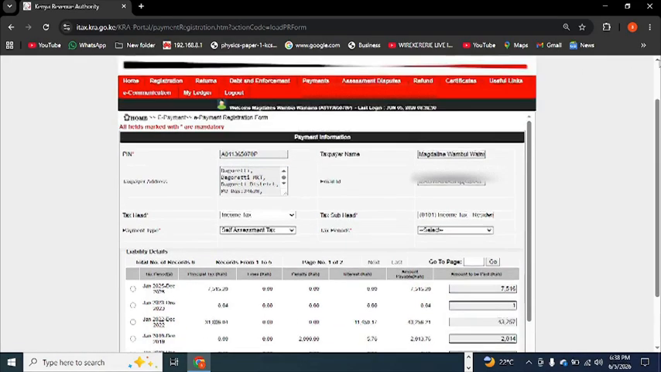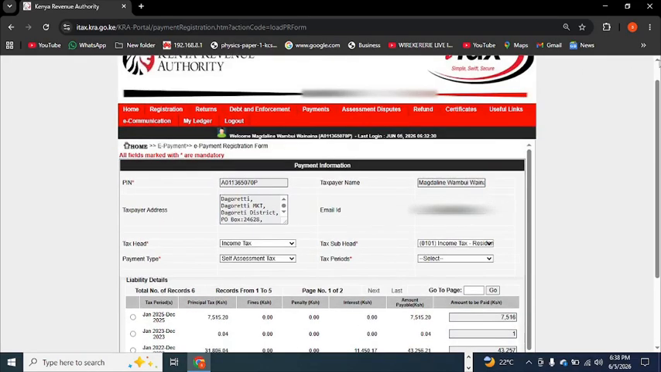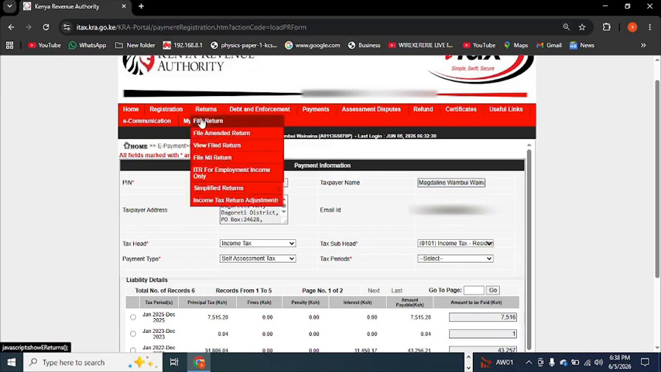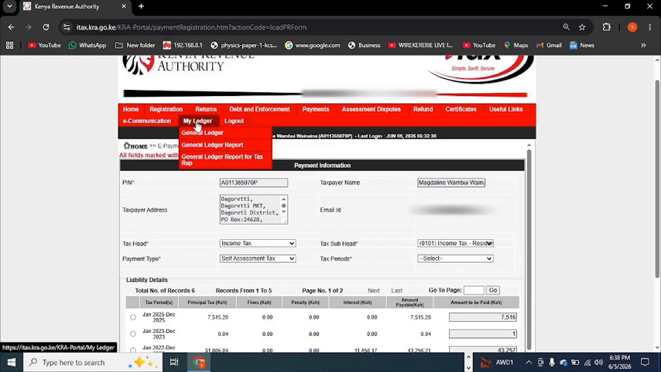Because you have done your correct self-assessment. I would like to answer this by getting to where KRA has made our life easier by integrating the ledgers in the iTax portal. So let us just come to the ledgers. This is what we are supposed to do so that I can be able to explain to you where the challenge is coming from.